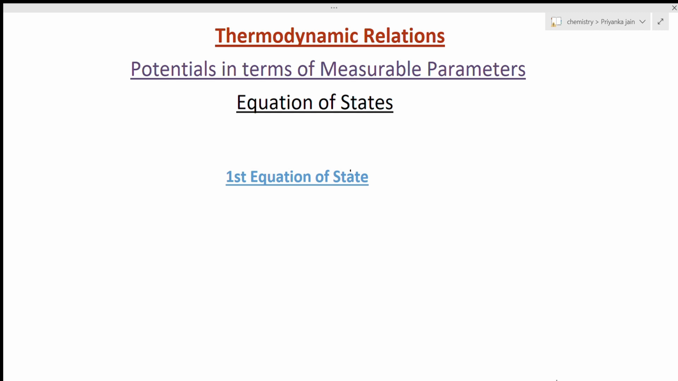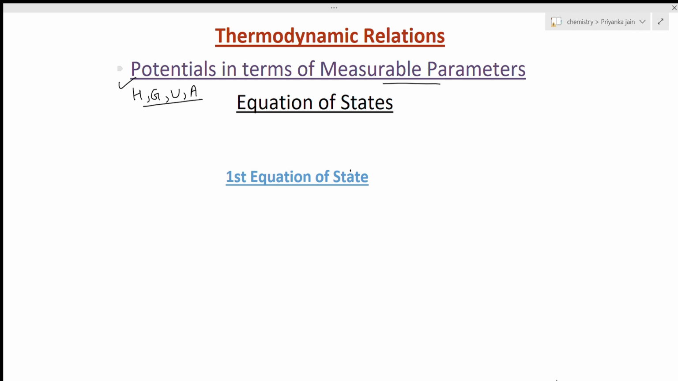In our last lectures we have seen Maxwell relationships, non-Maxwell relationships, and conversion of coordinates to potential and potential to coordinates. Now we are seeing one of the very important things, that is equations of state. Here we are converting the potentials in terms of measurable parameters. Potentials means H, G, U, A. These are thermodynamic potentials.